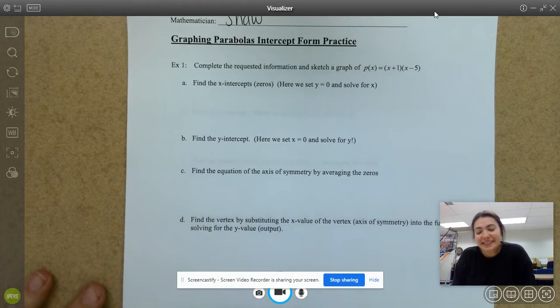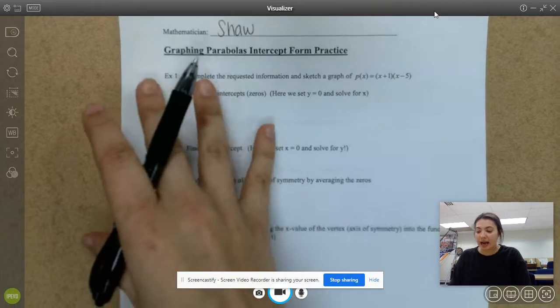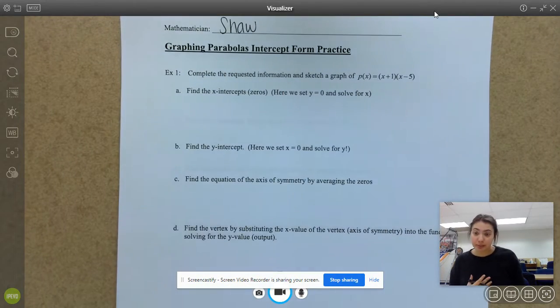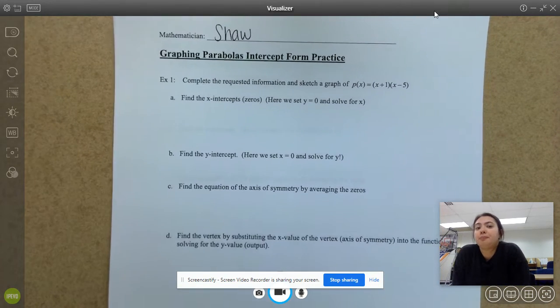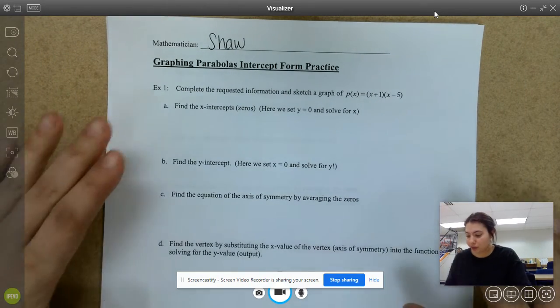Hey Falcons! Today for homework, you are working through 3 example problems on graphing parabolas in intercept form, which is what you worked on in class today. So whether you have Miss McKiernan, Miss Rosso, or myself, Miss Shaw, your homework is the same for day 2. So let's check our work and make sure we're good.